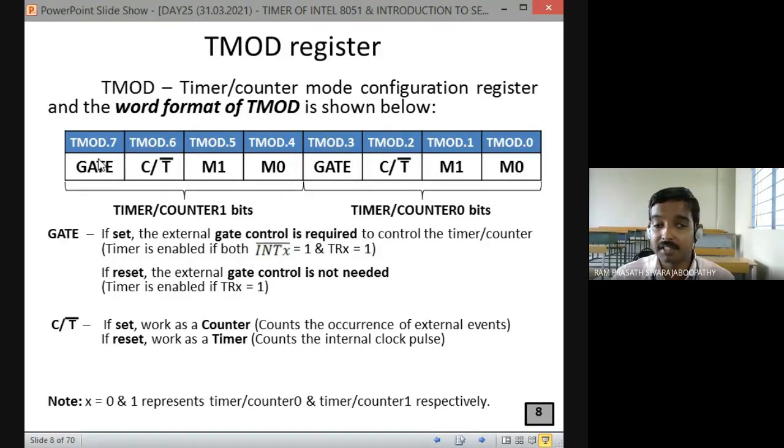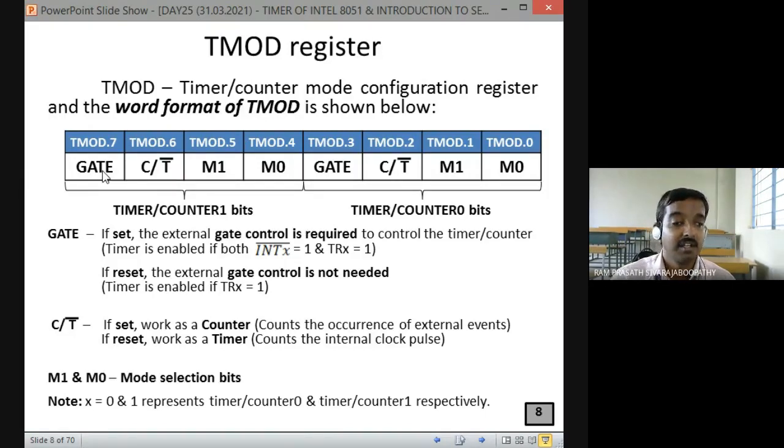What did we use the first bit for? Additionally, if we need an external control, you have to enable this bit. Otherwise, you can disable this bit. If you enable gate control, you must enable the external control. Then only the timer operation is going to work. Otherwise, the timer is not going to function.